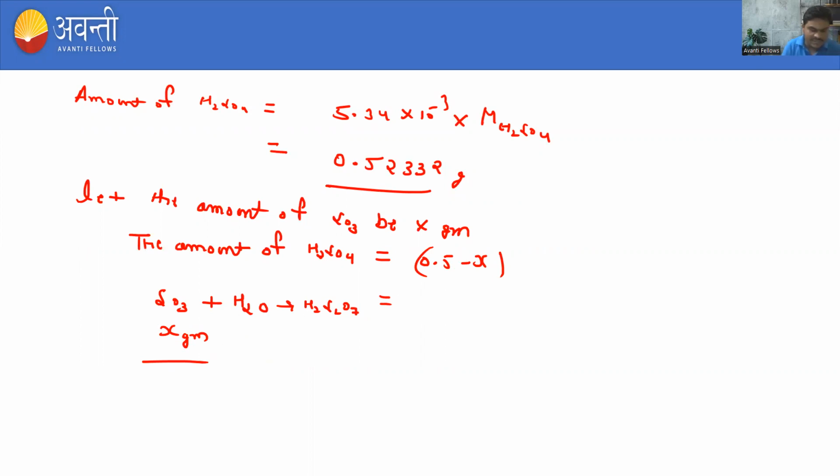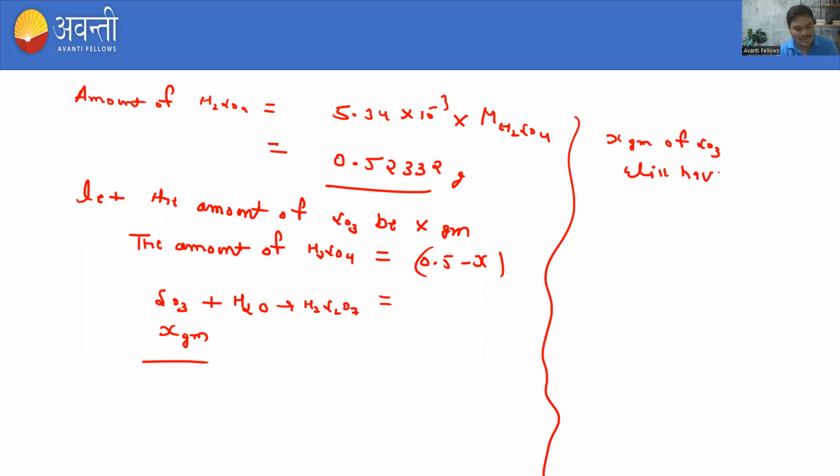So how will you calculate this value? X gram of SO3 will give how much H2SO4? That is 98 X divided by 80 gram. So this comes out to be 1.225 X gram of H2SO4.